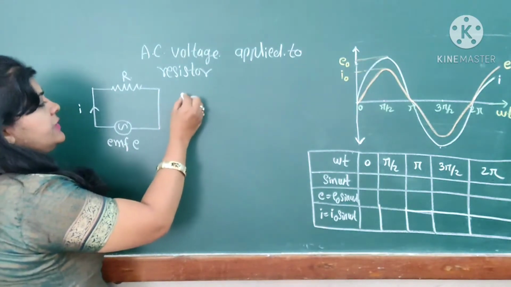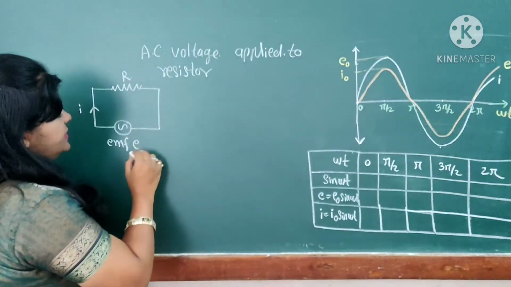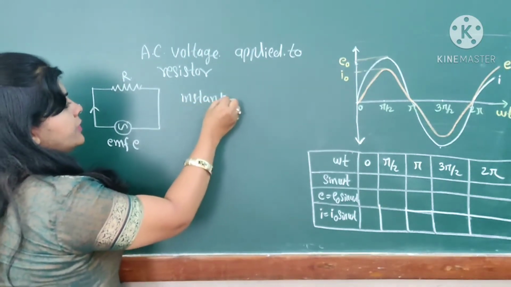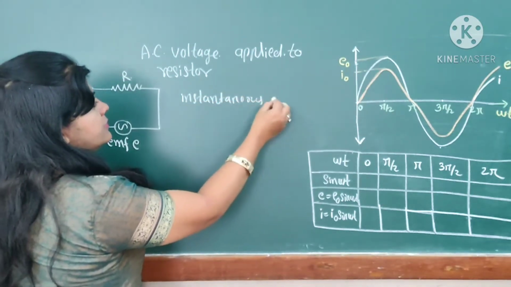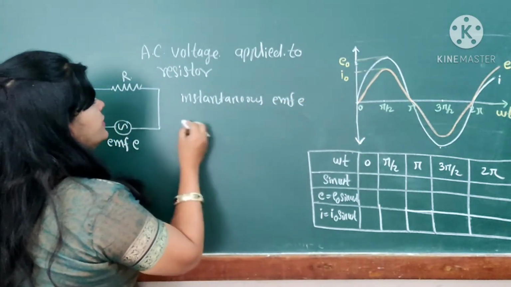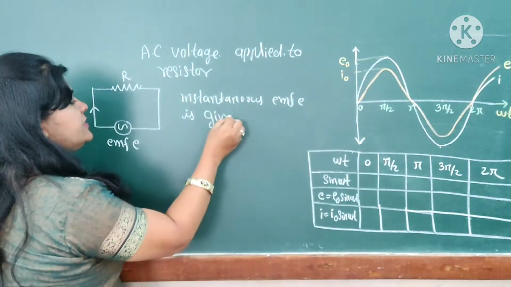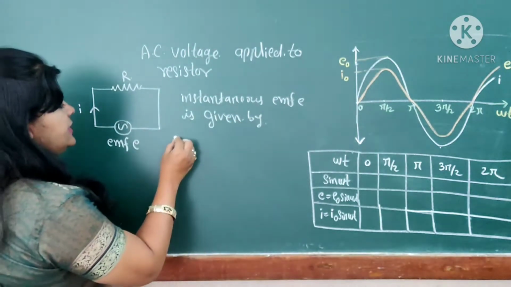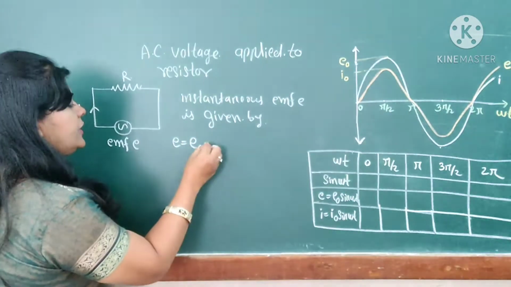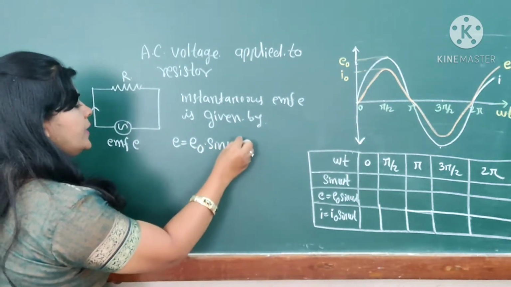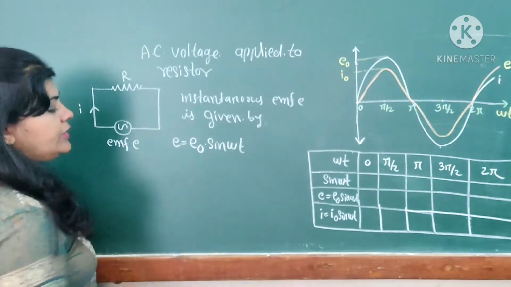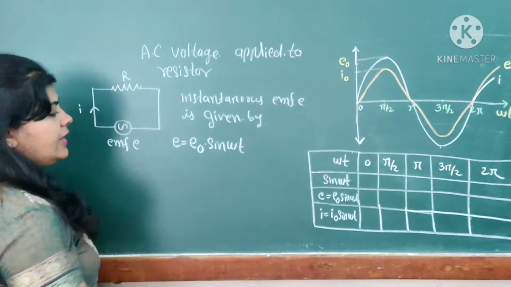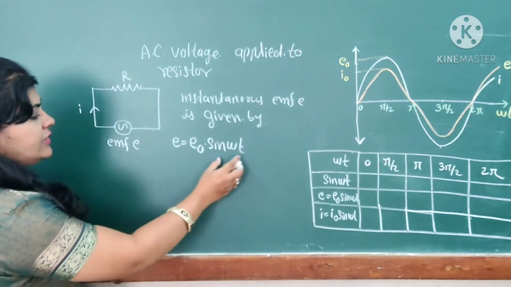The instantaneous EMF E is given by the equation E is equal to E naught into sin omega t, where E naught is the peak value of the EMF and omega t is the angle. The sine function is involved in this case.